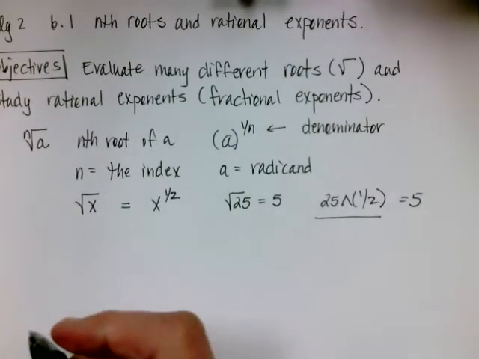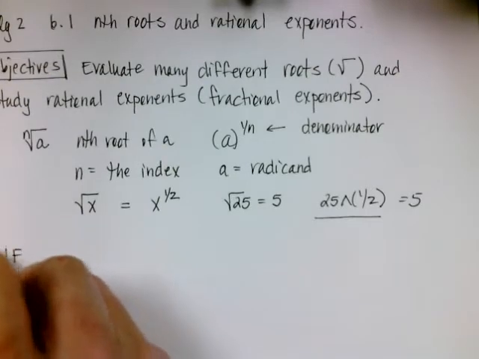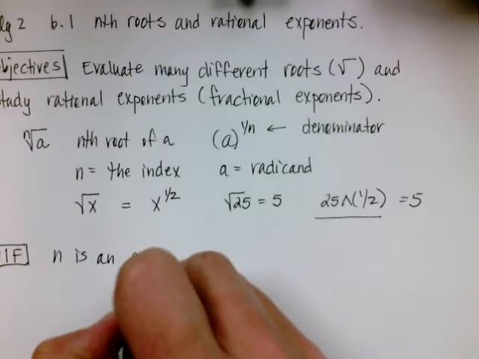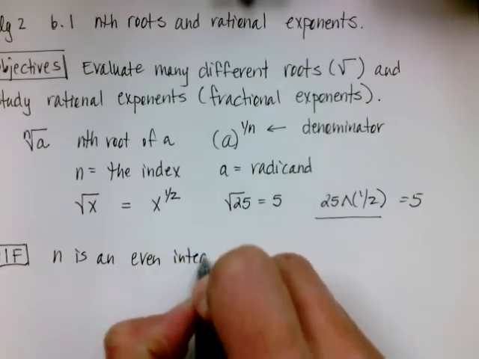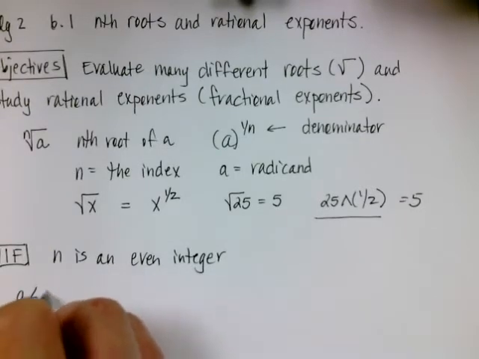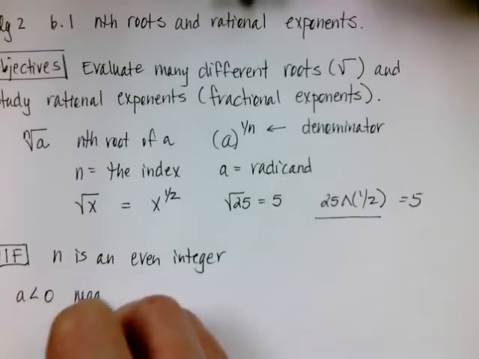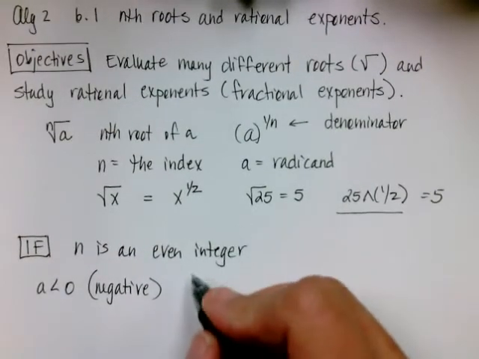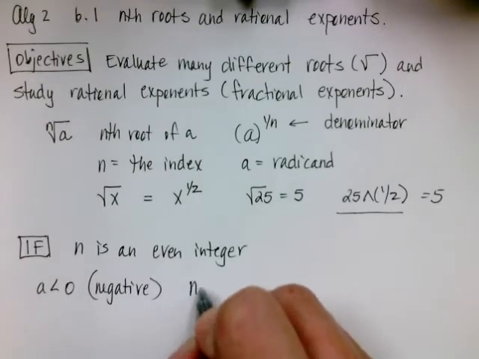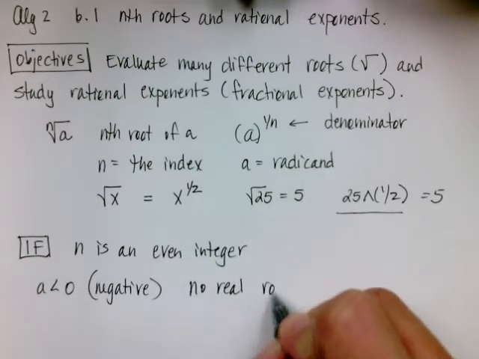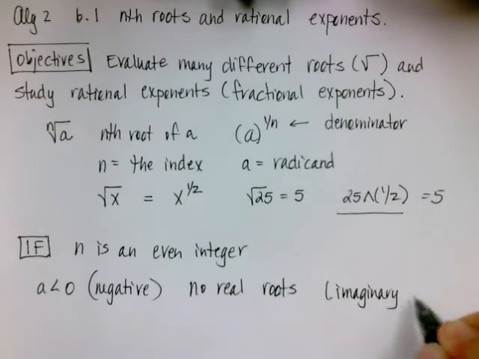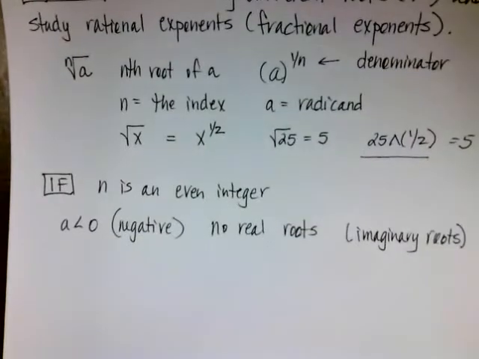Now I need to give you some rules. If n is an even integer and a is less than 0, which means a is negative, that means that there are no real roots. There would be imaginary roots. It just means that there's no real roots, but we know how to take the root and get an imaginary root, so that's okay.